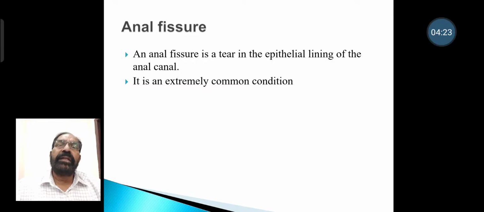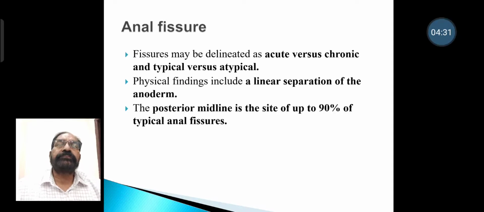Anal fissure. An anal fissure is a tear in the epithelium lining of the anal canal. It is an extremely common condition. Anal fissure may be delineated as acute versus chronic and typical versus atypical. Physical findings include a linear separation of the anoderm.